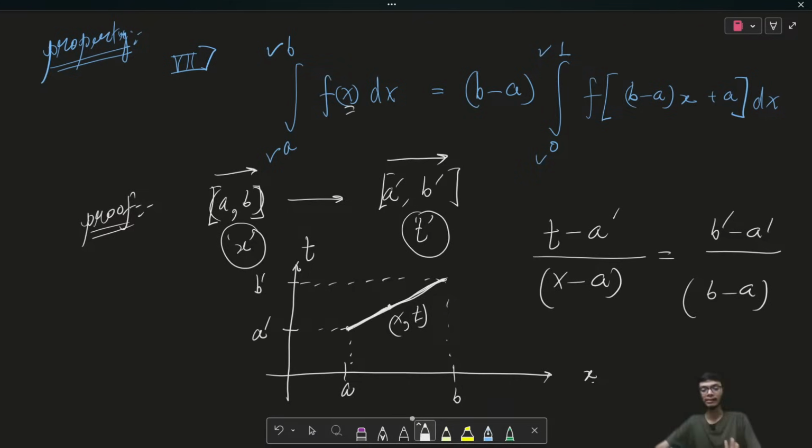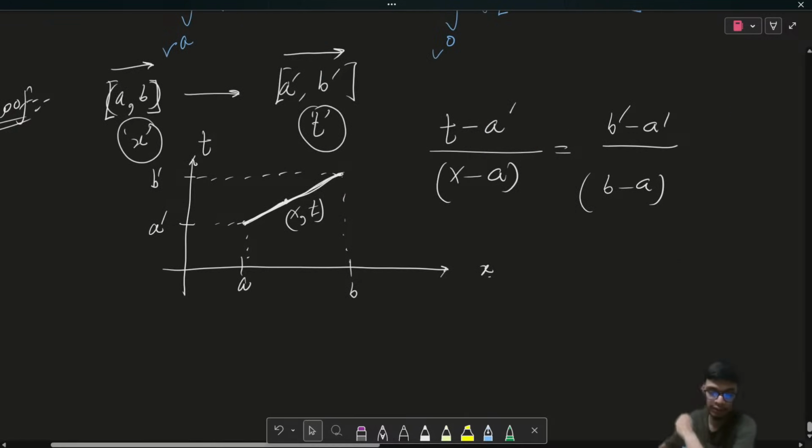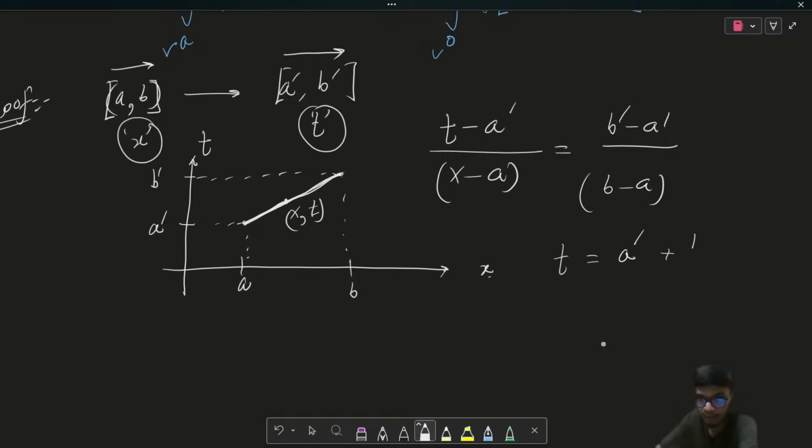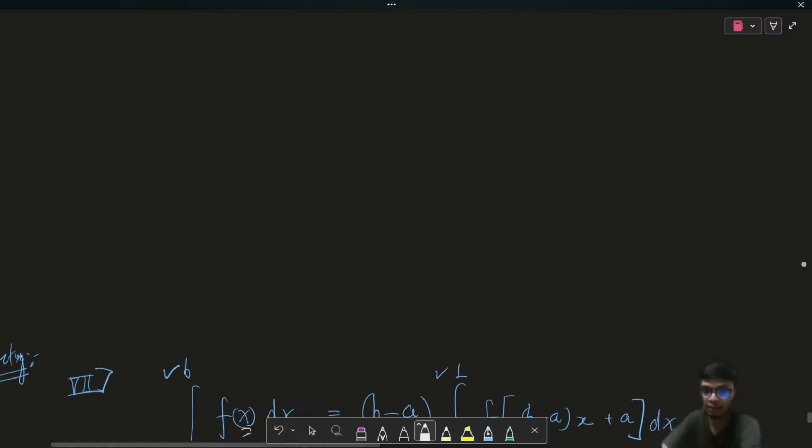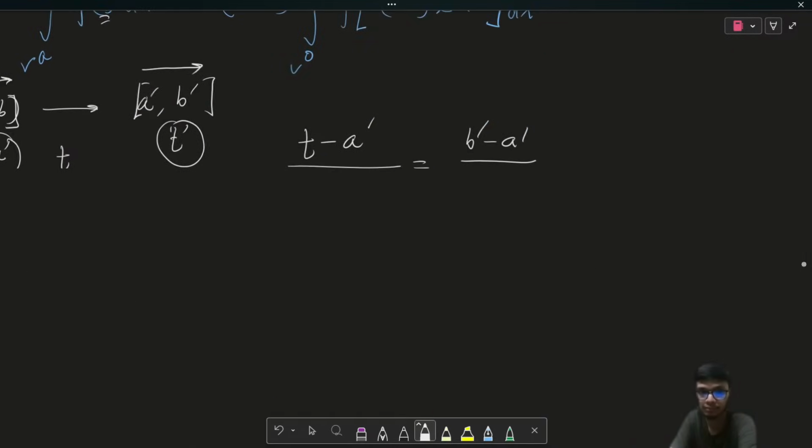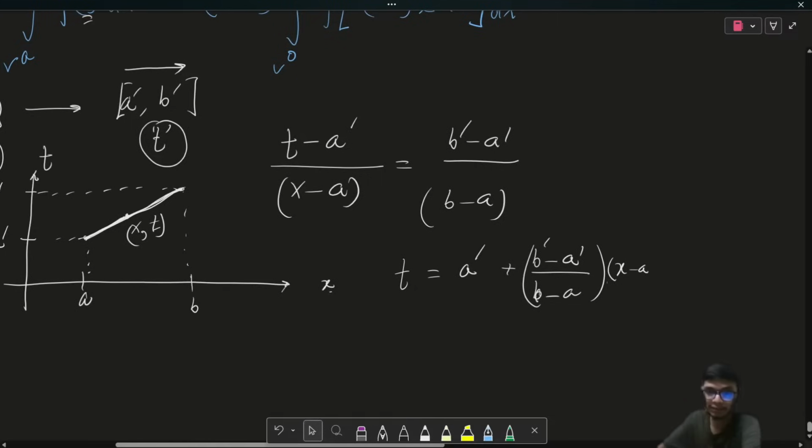So I hope this particular thing is clear, right? It's a very simple thing when we have any straight line, right? This is a basic property of a straight line. So after that we can have this result over here, I can write my t as a dash plus b dash minus a dash divided by b minus a, multiplied with x minus a, right? I hope this is clear.